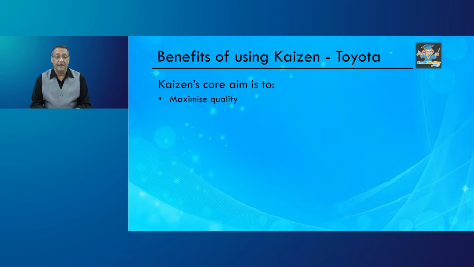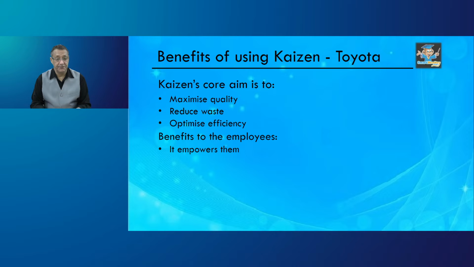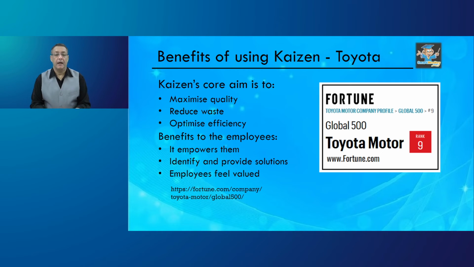Kaizen's core aim is to maximize quality, reduce waste, optimize efficiency, and bring benefits to the employees, such as empowering them, because employees are involved in the process. They identify and provide solutions to the problems they encounter. And this way, the employees feel valued. Toyota, in the list of Fortune 500 companies around the world, ranks number 9. And you can see much of their success comes directly from the systems that they employ.